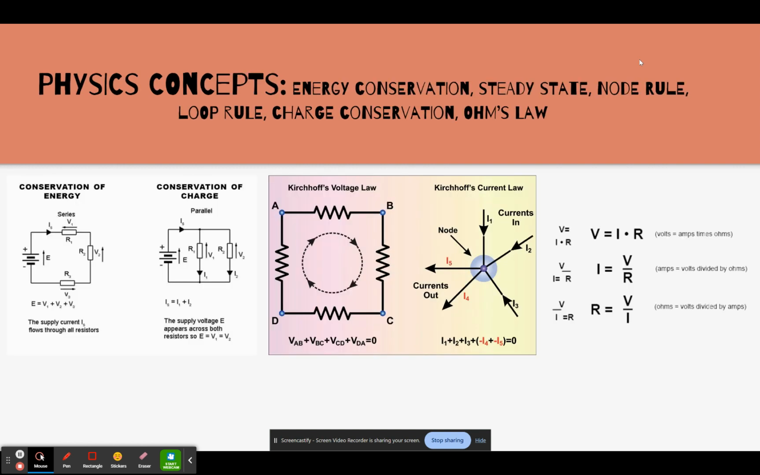around the circuit. This is just a brief look at those physics concepts we talked about earlier, with the left two being energy and charge conservation related to Kirchhoff's voltage law and Kirchhoff's current law, also known as node rule and loop rule. And then on the right, you see Ohm's law.